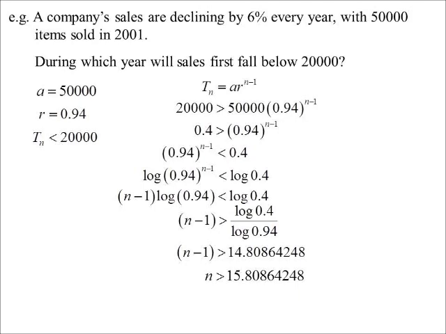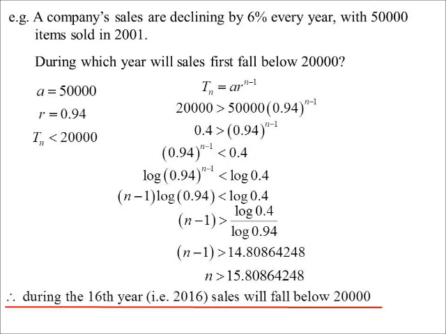Yeah. So sometimes we have to think about the logic of the question, rather than the normal rules of rounding and what have you. So the 16th year, which would be 2016, that's their prediction. That's when sales will fall below 20,000.